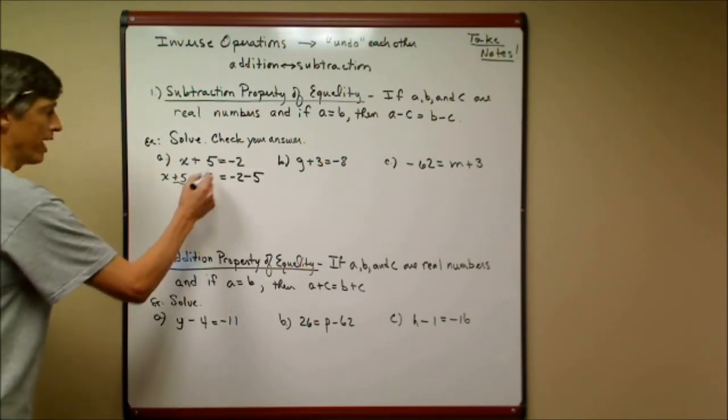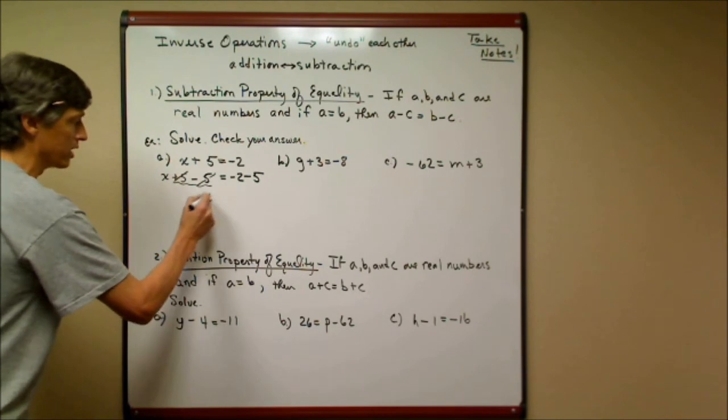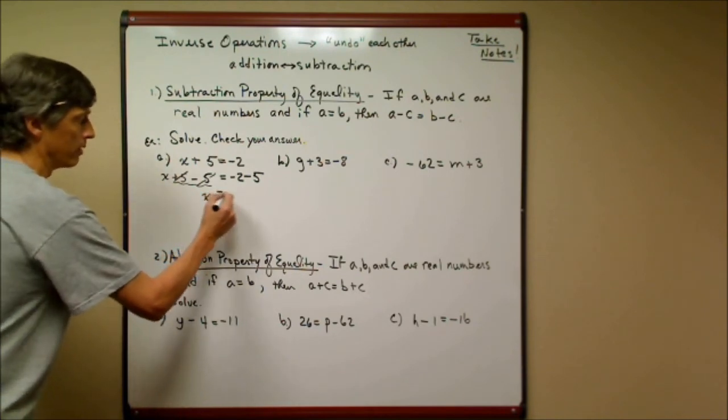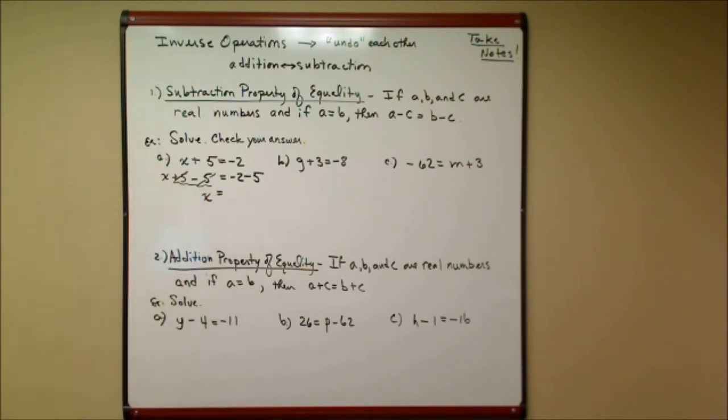So these are going to cancel out, and I'm going to get x. Now you don't have to put the slashes through by any means. I'm doing that just to kind of represent that they're undoing one another, canceling one another out. On the right side, I have a little arithmetic problem, negative 2 minus 5.